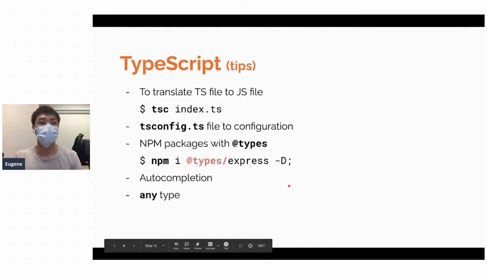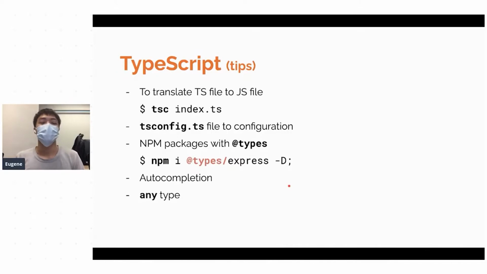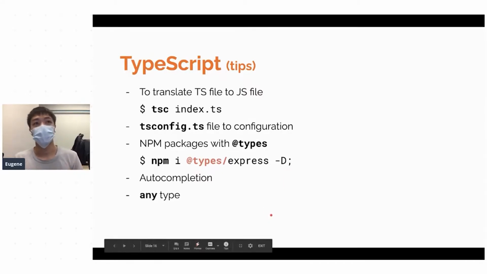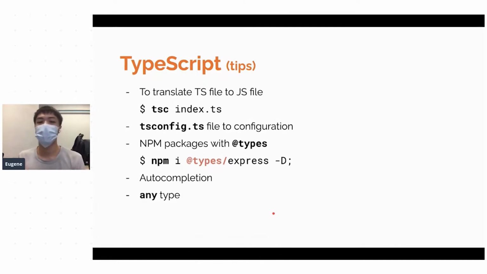So there are some tips I want to give about TypeScript. As an example, to translate the TypeScript file into JavaScript, you can use the tsc command. Then, like in this example, you will be able to create an index.js file. The tsconfig.json is for you to configure how to output your JavaScript. You can compile into any version of JavaScript with this configuration.